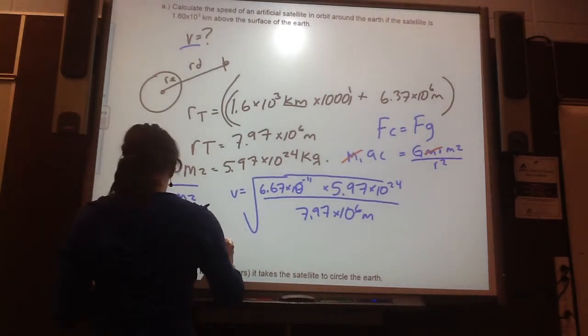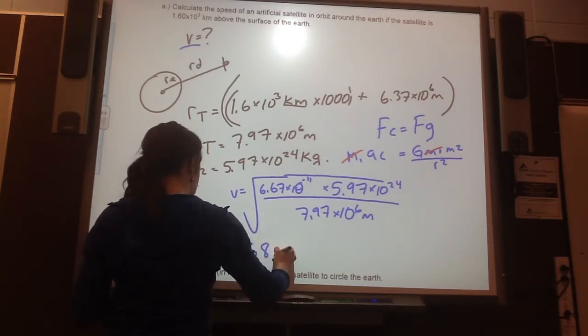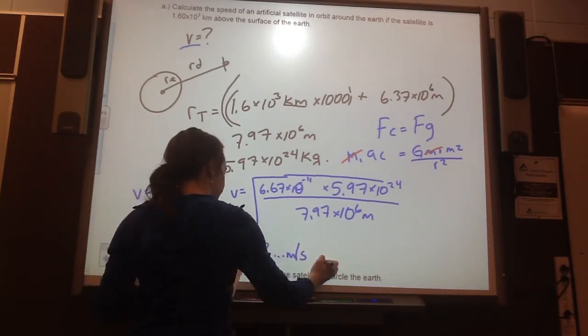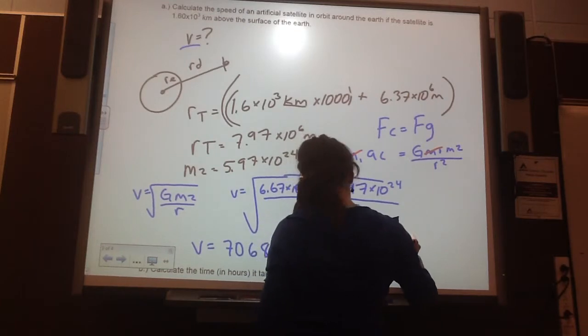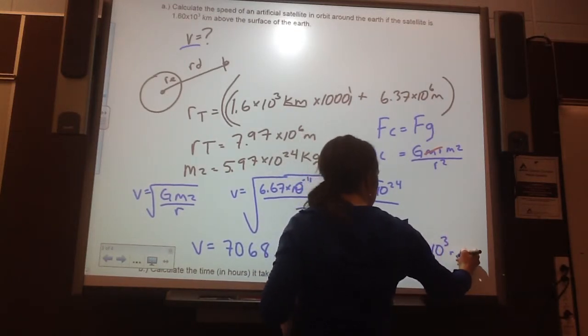So our answer is in meters per second. 7,068, etc. meters per second. So to sig digs, that's 7.07 times 10 to the power of 3 meters per second.